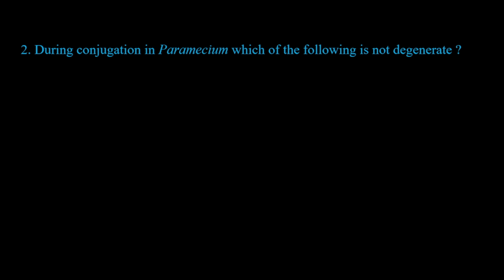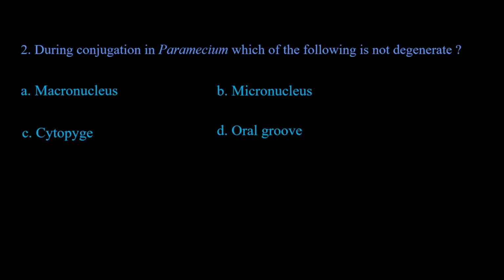Question number 2. During conjugation in Paramecium, which of the following is not degenerate? Options are A. Macronucleus, B. Micronucleus, C. Cytoplasm, D. Oral groove.